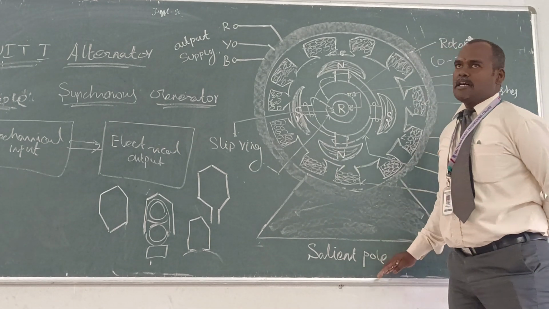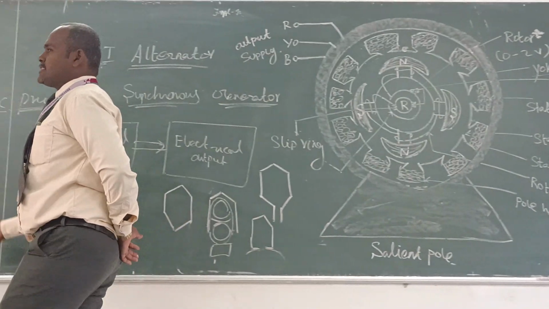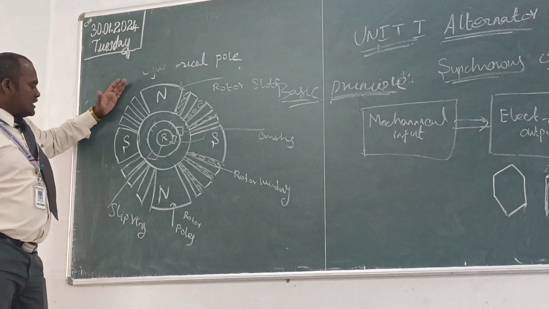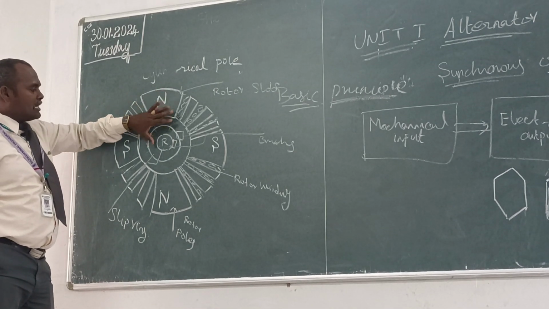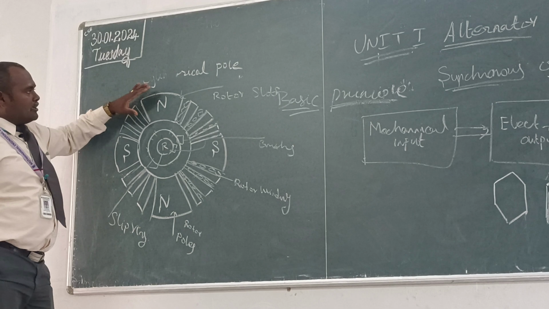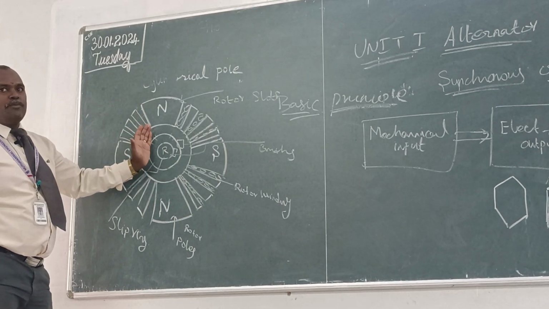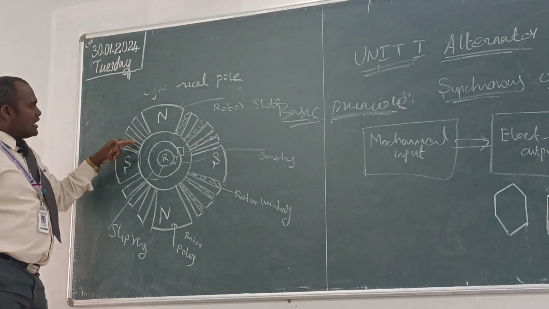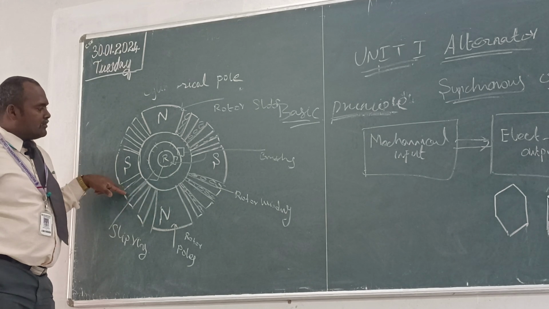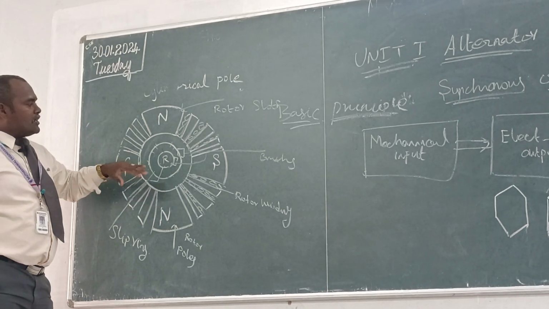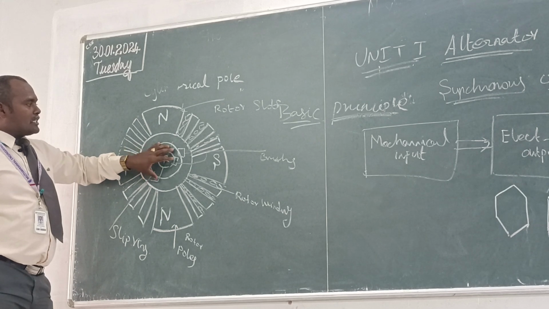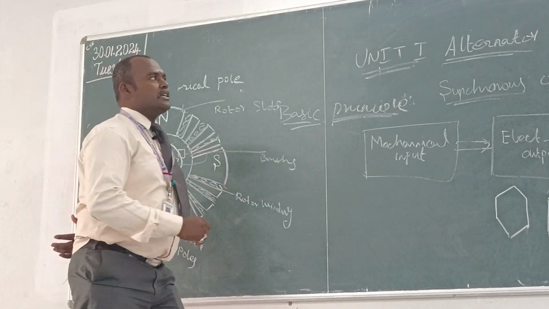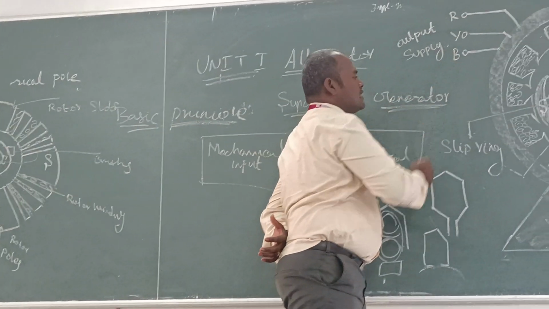The other is the non-salient pole, or cylindrical pole, and it is like this. The rotor construction is divided in this way. In the cylindrical pole, here also you see the north and south pole, but in the salient pole the pole is projected from the rotor, whereas in the cylindrical pole it is not projected; it has slots. In the slots it also has the winding. Similarly, here also we give the mechanical input to the rotor. The rotor rotates, and finally we get the RYB output, that is the three-phase output supply.